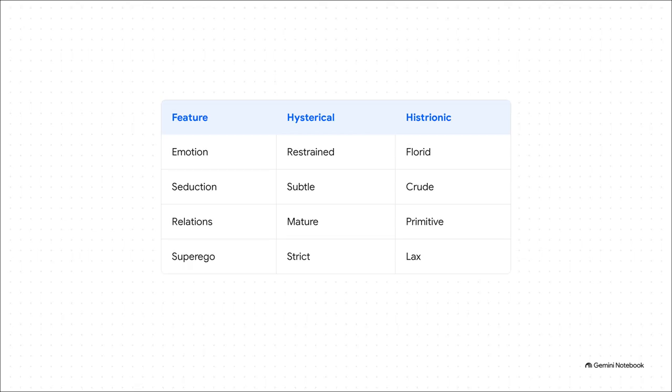Now compare that to the primitive or histrionic patient. They present with florid, generalized emotionality. Their seductiveness is often crude, inappropriate, and it actually pushes people away. They operate on primitive, dyadic object relations, just a 2-person dynamic. They cling to you and become completely overwhelmed by the slightest separation.